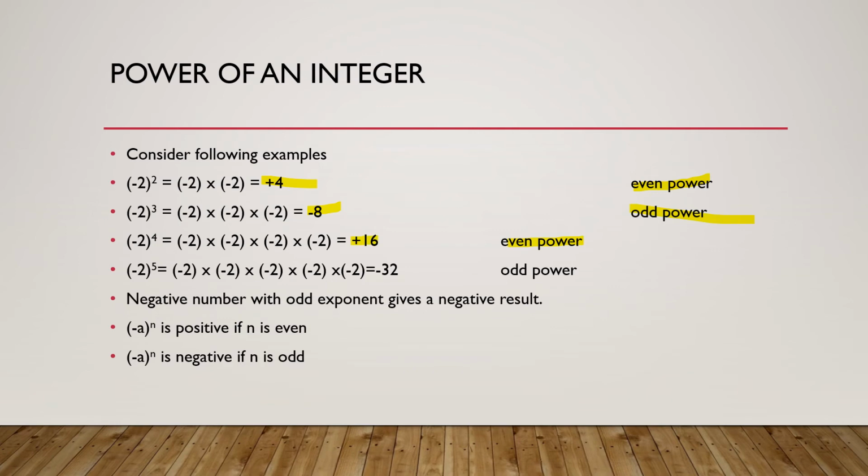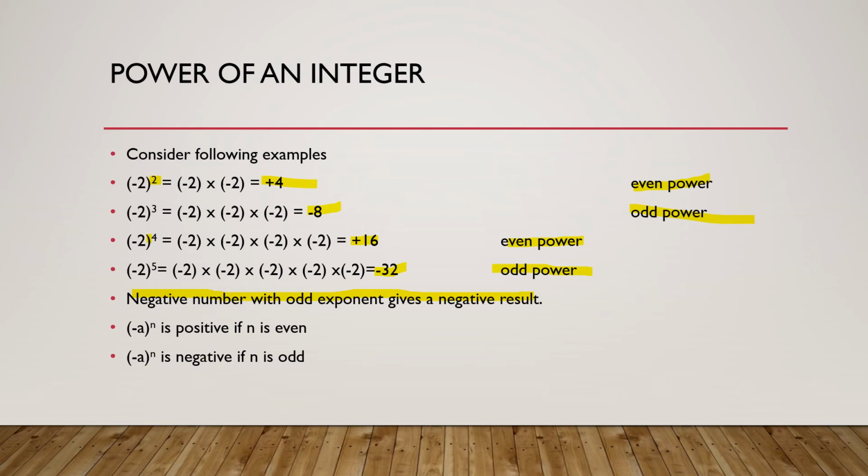Now here we have odd power. So when we multiply these numbers 5 times, 1, 2, 3, 4, 5, minus minus plus, plus minus minus, minus minus plus, plus minus minus, the answer comes negative. Whenever we have even powers, the answer comes positive. But when we have odd powers, the answer comes negative. Meaning minus 2 is a negative number with an odd exponent and gives a negative result.